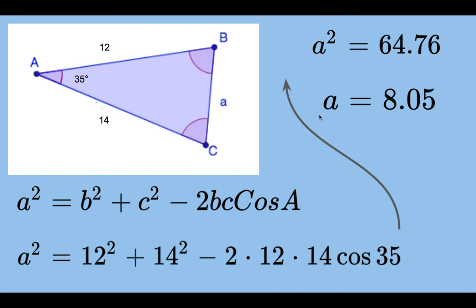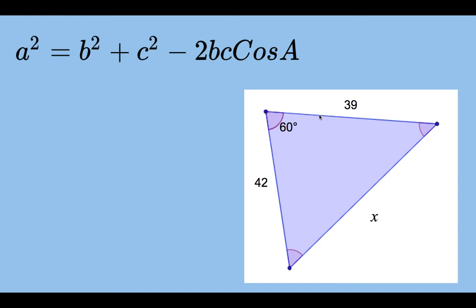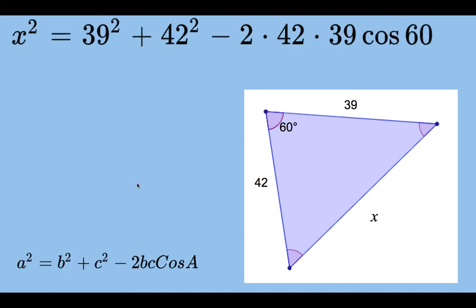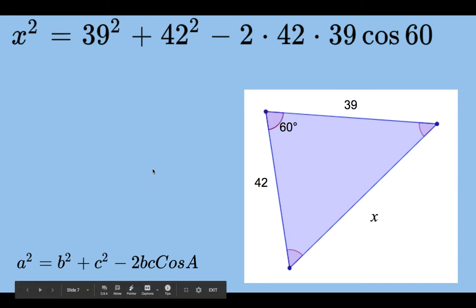Okay, so let's look at another example. Very similar example here. This is 60 degrees, x. We haven't labeled the sides, so it's going to be x squared equals 42 squared plus 39 squared minus 2 times 42 times 39 times cos 60. So all I've done is move the formula down here and substitute up here.